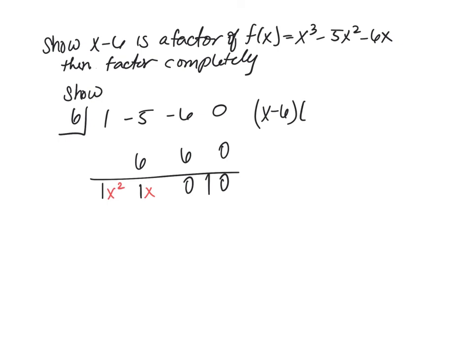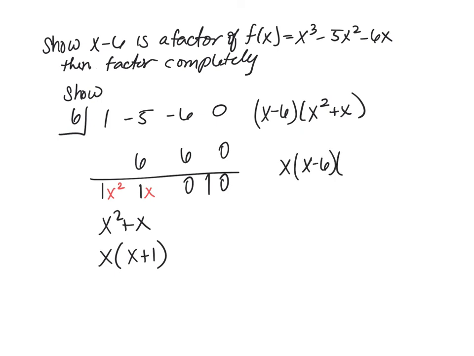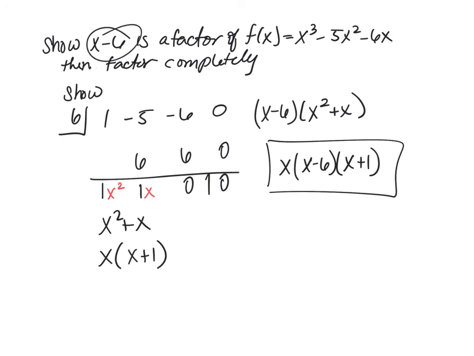So we have x minus 6 times x squared plus x, and then we can factor the x squared plus x. I can take out a common factor of x, and I get x plus 1. So when we write it down, we're going to write the x first. We don't ever put the x in between parentheses. X, x minus 6, and x plus 1. Or x plus 1, x minus 6. This is our completely factored. So remember, this x minus 6 is our factor, and so it has to be included in our complete factorization.